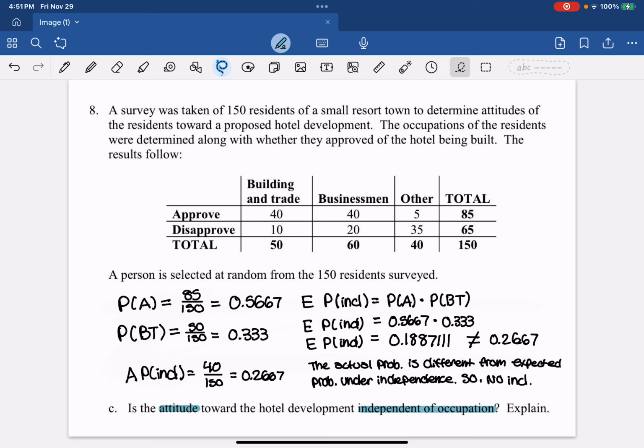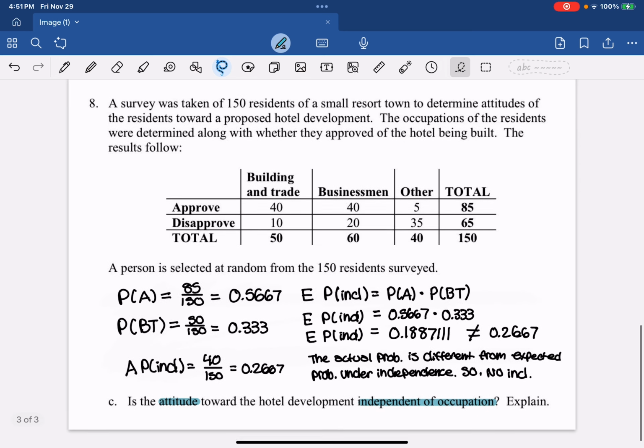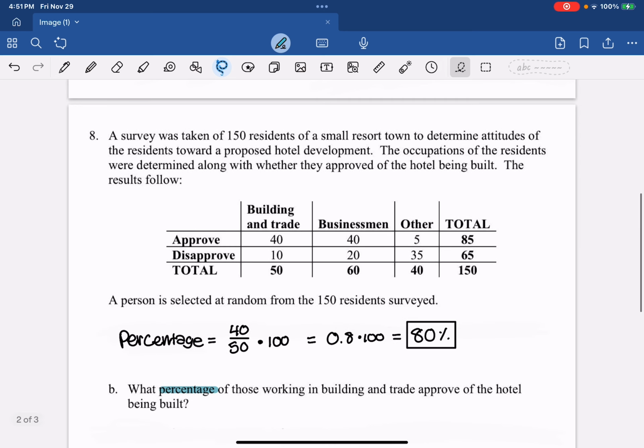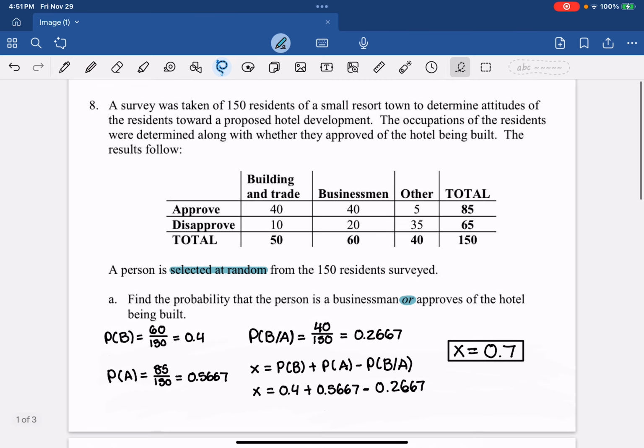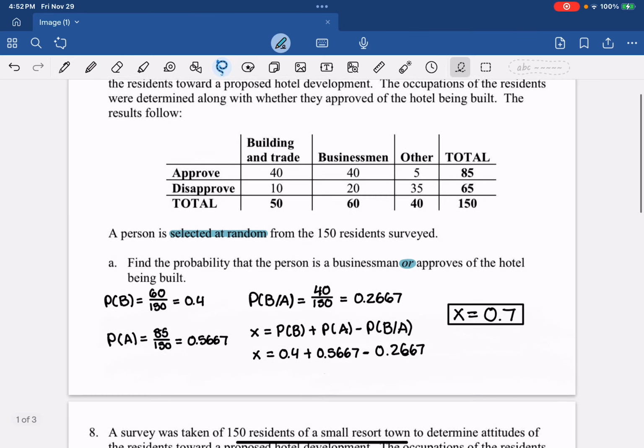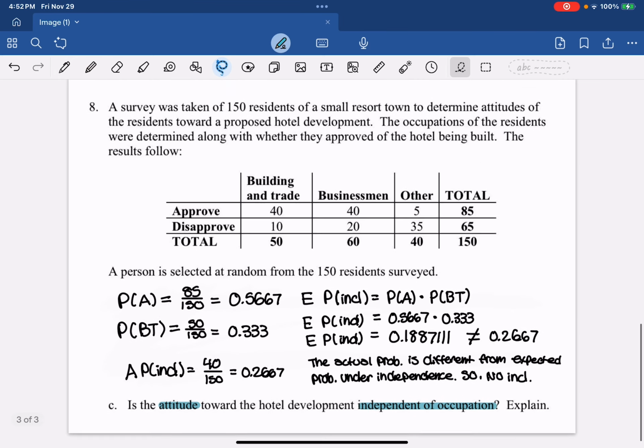So the attitude towards the hotel development is dependent on occupation. And that's all. So we got that. We got 80 for this problem. We got 0.7 or 70% right there. That's how you solve them.